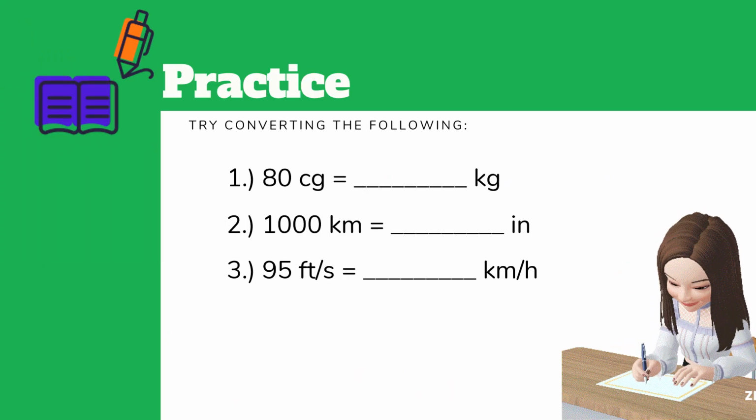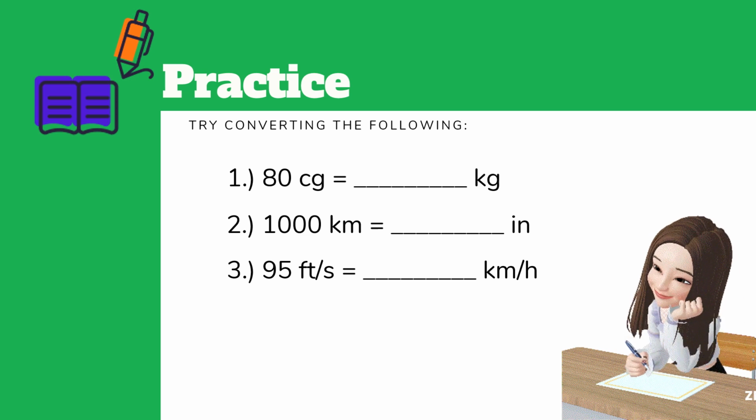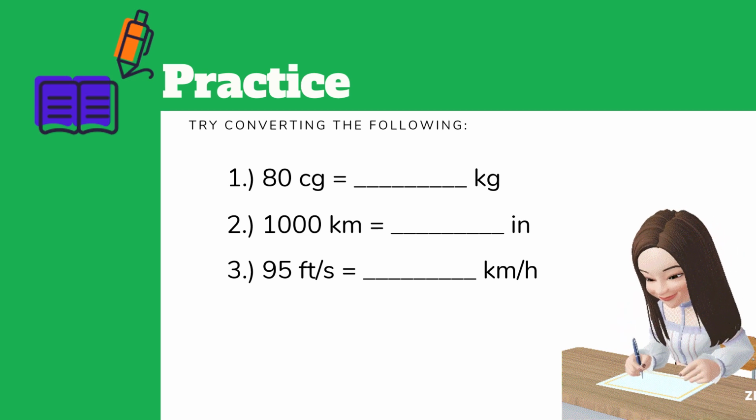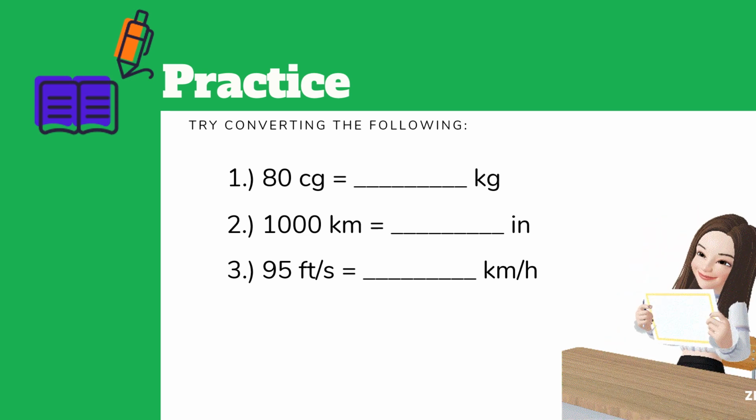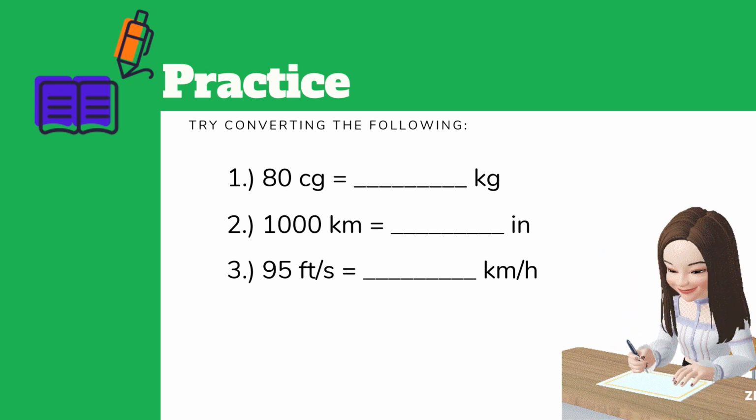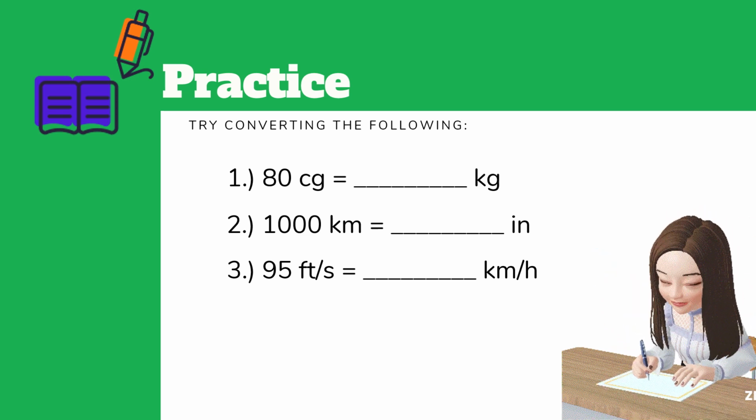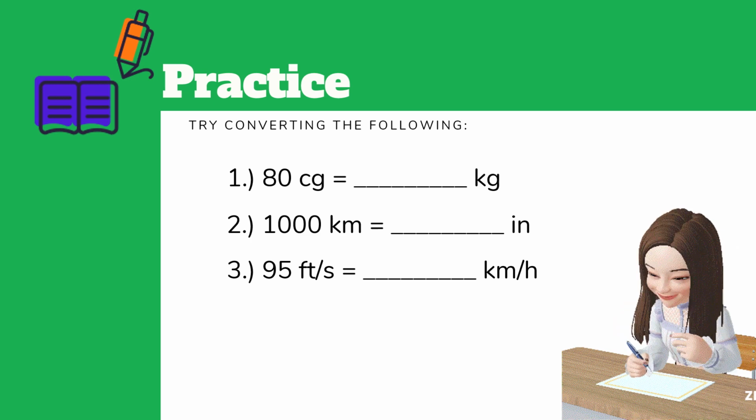So for practice, try converting the following. For number 1, 80 centigram to kilogram. Number 2, 1,000 kilometer to inches. And number 3, 95 feet per second to kilometer per hour.